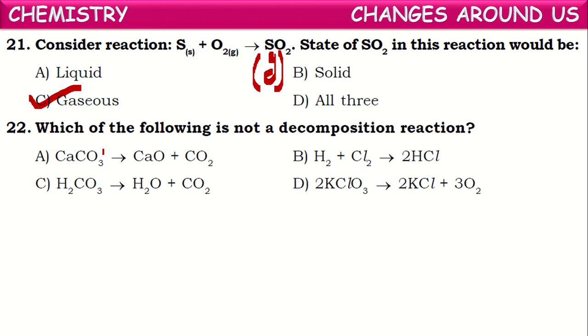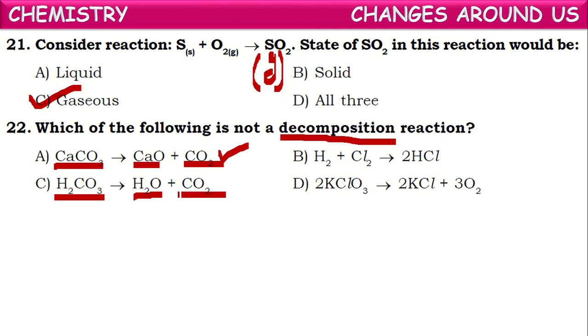Okay, next. Which of the following is not a decomposition reaction? What is meant by decomposition reaction? The chemical reaction in which a substance splits into two or more simpler substances is called decomposition reaction. If you observe the first equation given, calcium carbonate is decomposing to form calcium oxide and carbon dioxide. One substance decomposed into two simpler substances. So it is a decomposition reaction, isn't it? Here this is carbonic acid, H2CO3, a single substance. It is splitting into two simpler substances. So it is also an example of a decomposition reaction.